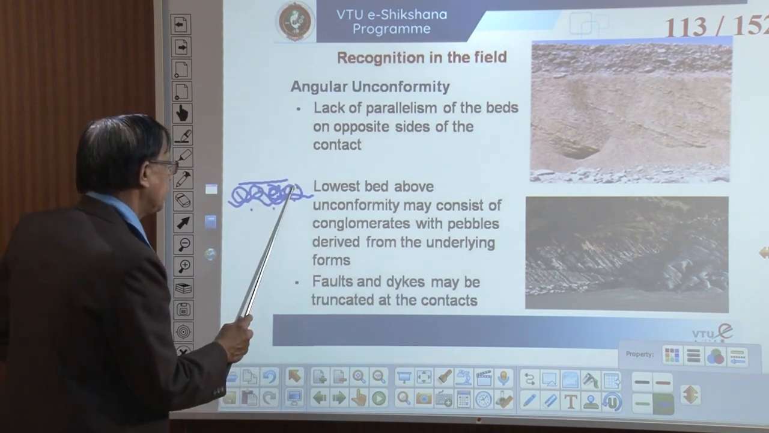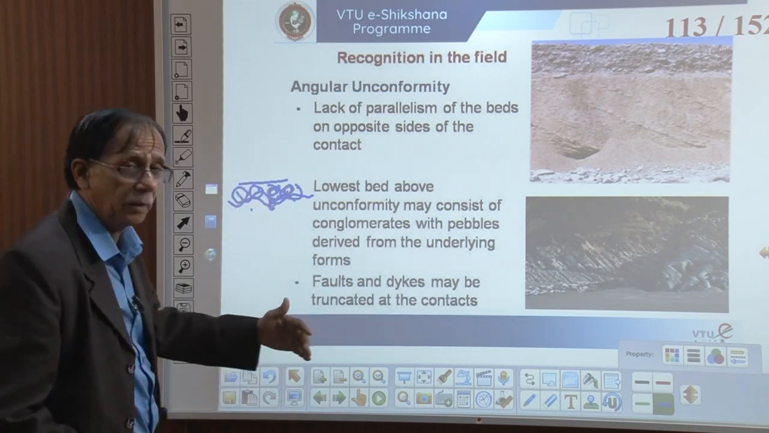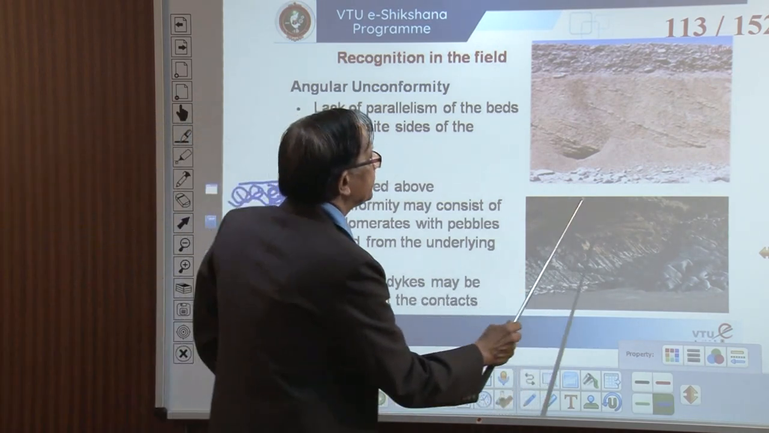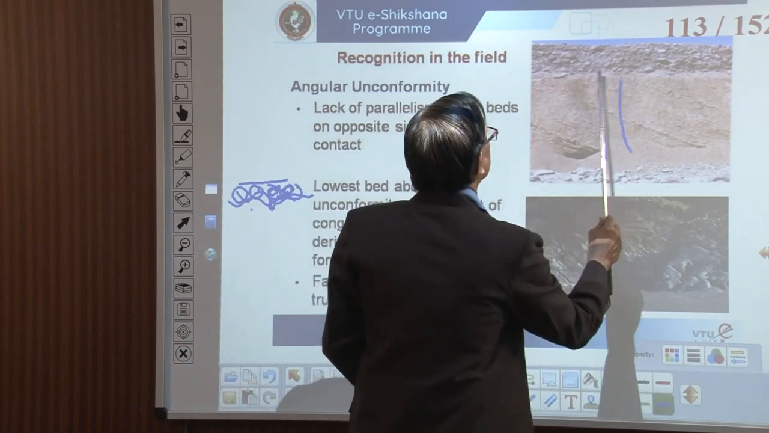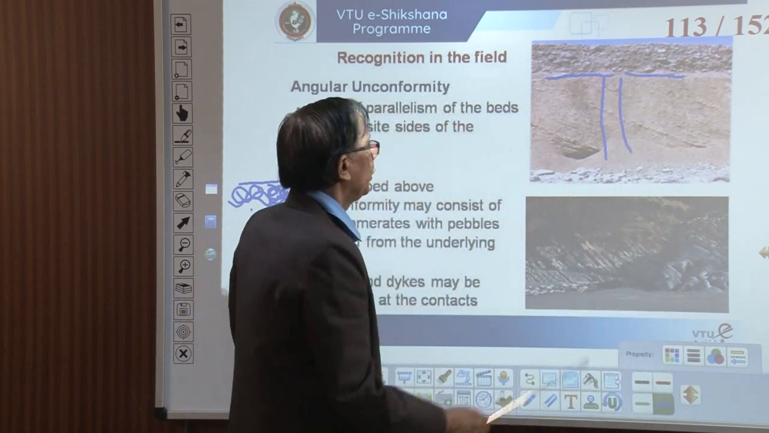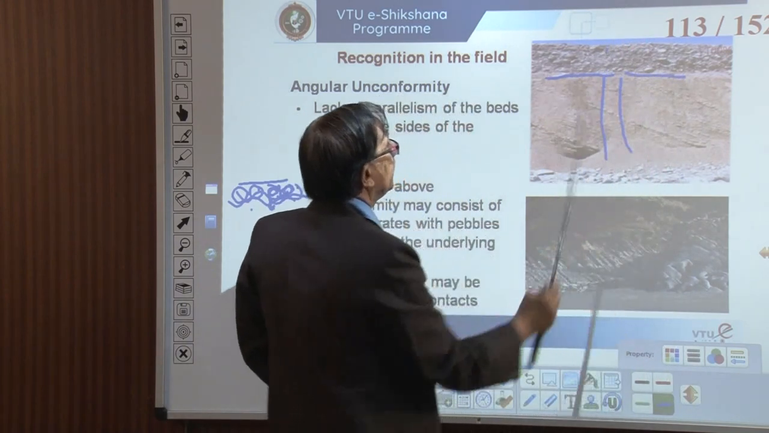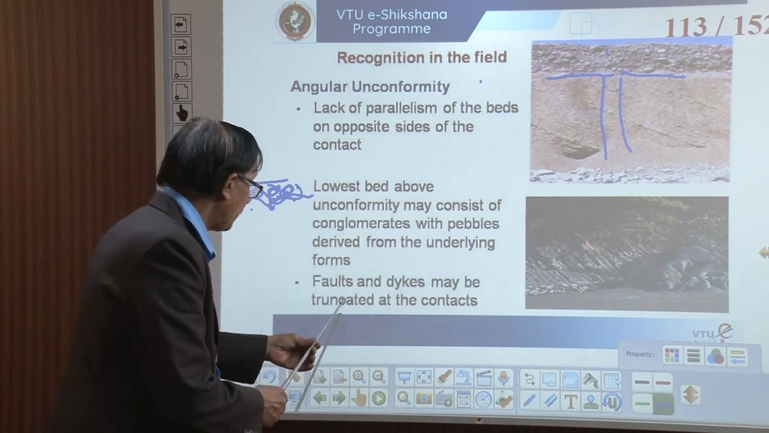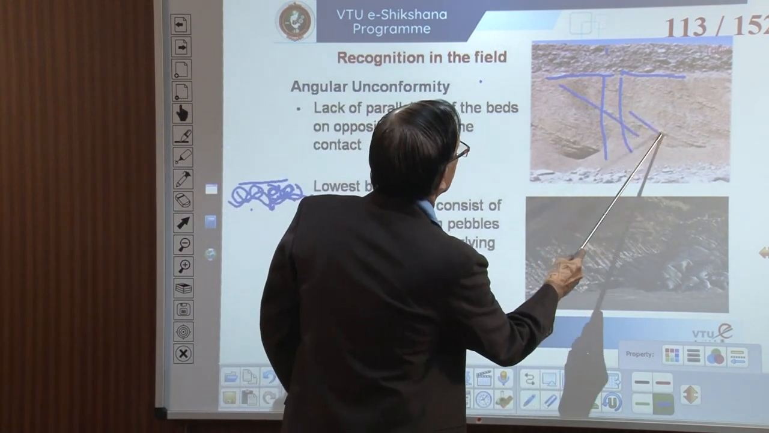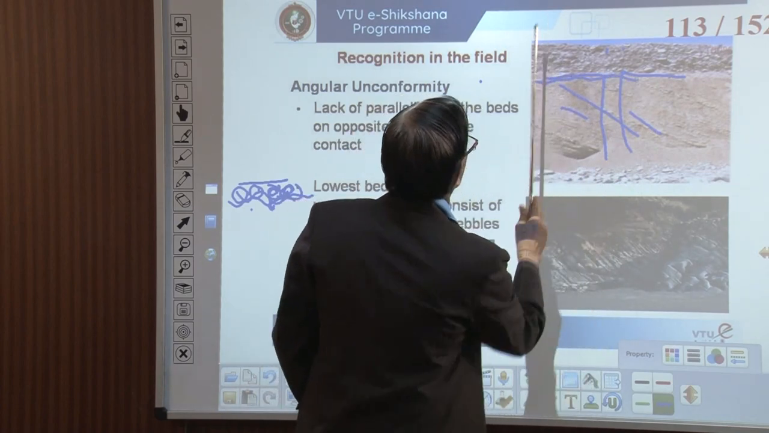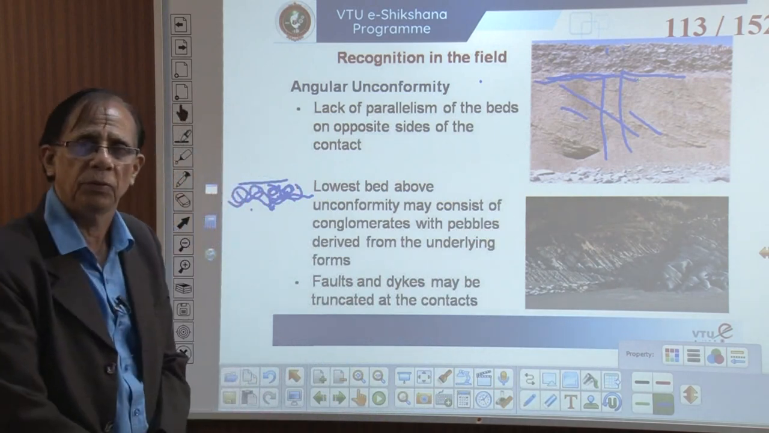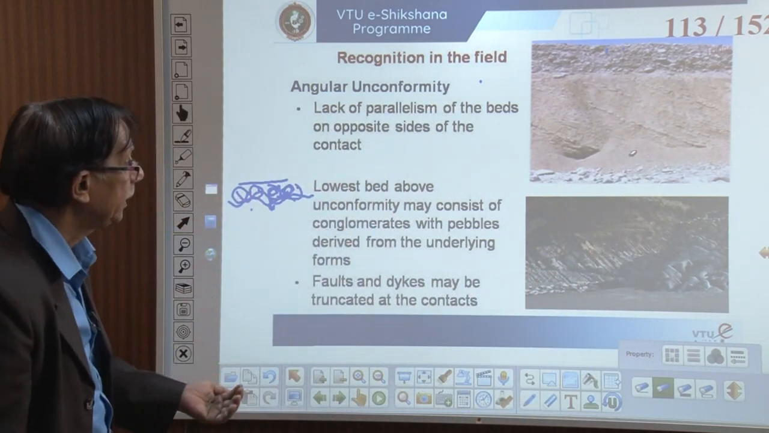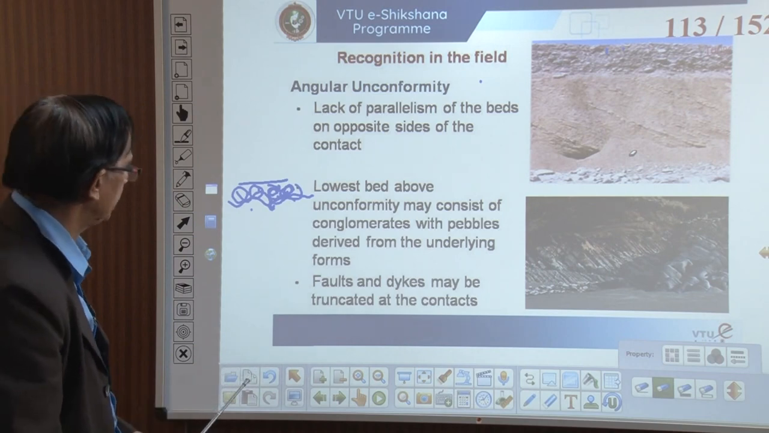Therefore, if there is a conglomerate, I suspect an unconformity below it. Faults and dikes may be truncated. If there is an intrusion of a dike, it may be truncated, since the magma did not reach the surface. Possibly there is some unconformity. If a fault or dislocation movement goes only up to this point and the beds above are not affected, there is a possibility of unconformity. Therefore, I take these features into consideration for recognition of unconformity.